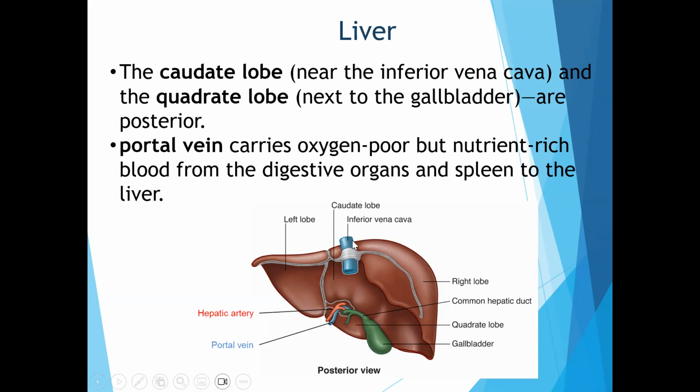So the caudate lobe is going to be right near the inferior vena cava. The quadrate lobe is next to the gallbladder. Those are our posterior lobes. You have the caudate lobe right near the inferior vena cava, and the quadrate lobe kind of makes a little square. That's near our gallbladder. The gallbladder is a separate organ from the liver, but it's more or less attached to the back portion of the liver. And then there's our hepatic artery and our hepatic portal vein that we talked about a couple chapters ago.